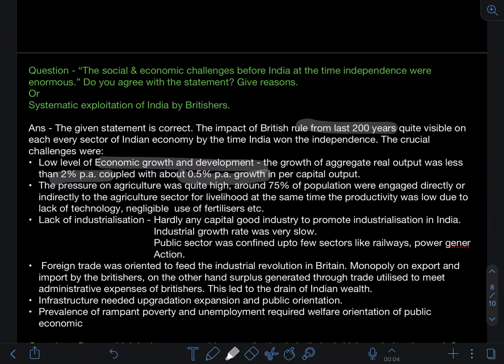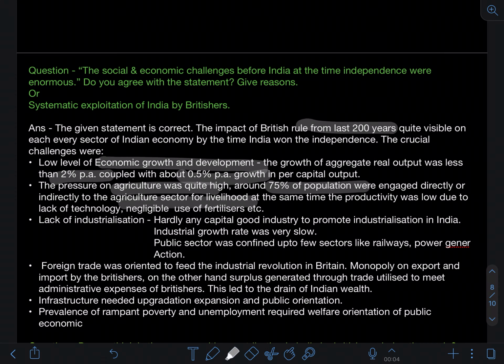Okay. The second point that you need to mention over here is that the pressure on agriculture was quite high. As we know, during the colonial rule India was primarily focused only on the agriculture sector. About 75% of people were directly or indirectly engaged in activities to earn their livelihood related only to the agriculture sector, right? So you can mention that that was again a challenge that the country had to face at the time of independence.